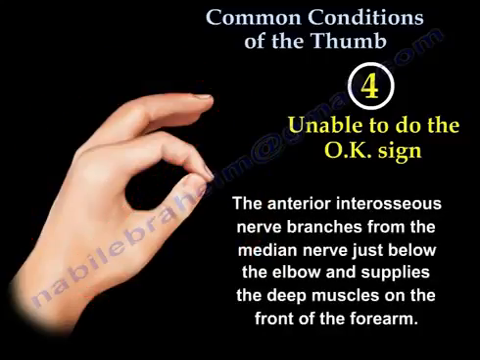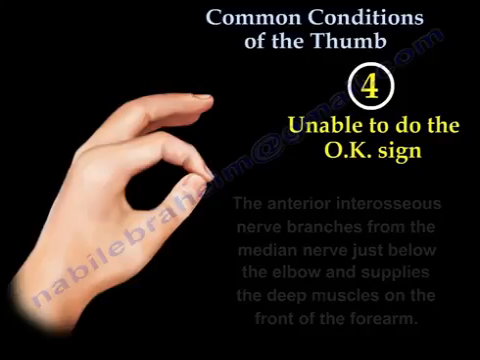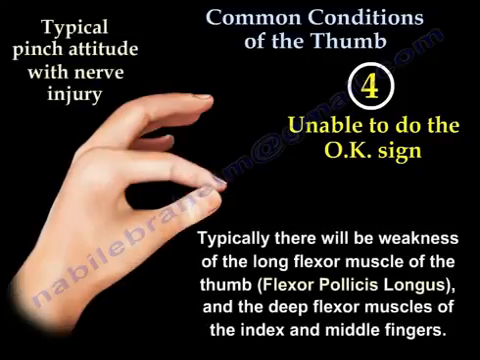The anterior interosseous nerve comes from the median nerve just below the elbow and supplies the deep muscles on the front of the forearm. This is a typical pinch attitude with nerve injury. Typically, there will be weakness of the long flexor muscle of the thumb, the flexor pollicis longus, and the deep flexor muscle of the index and the middle fingers.